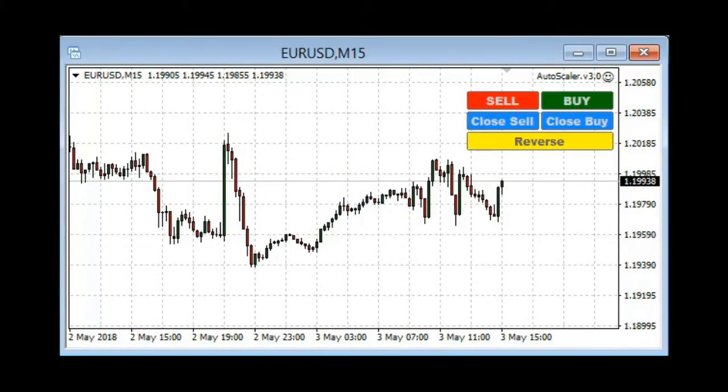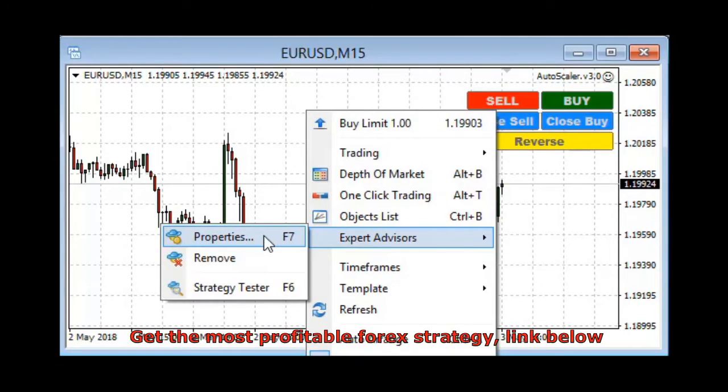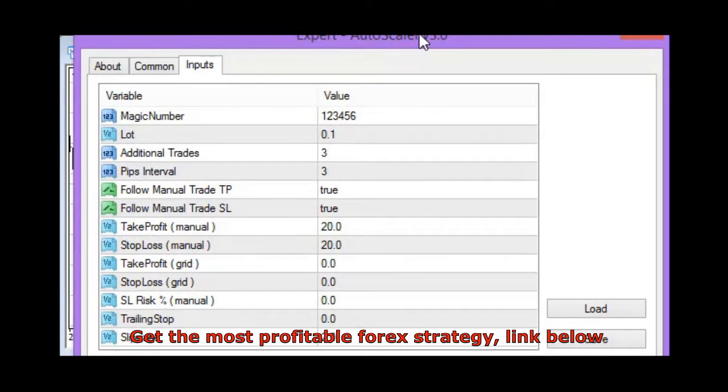Okay, let's put in some trades just to show you how AutoScaler works, just to give you an idea of what I have done. Let's take a look at the settings real quickly. These are the settings that I like. You can set them however you like, all right? But I like doing it this way.